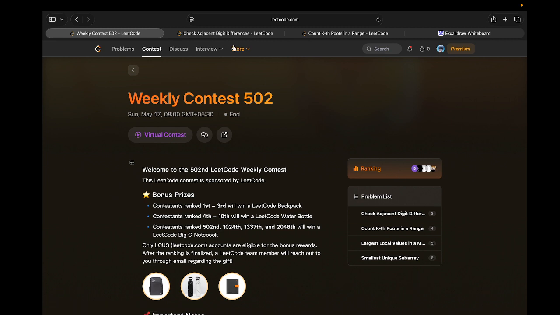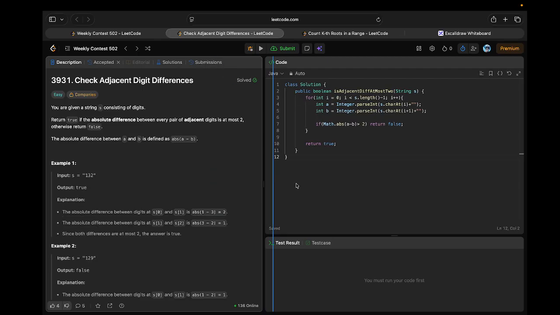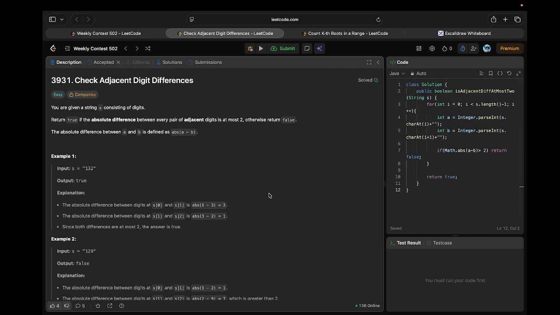Let's start with the first question. It's simple. You don't have to do a lot of stuff. You just have to do what the question is asking you to do, right? You are given a string s consisting of digits. Return true if the absolute difference between every pair of adjacent digits is at most 2, otherwise return false.